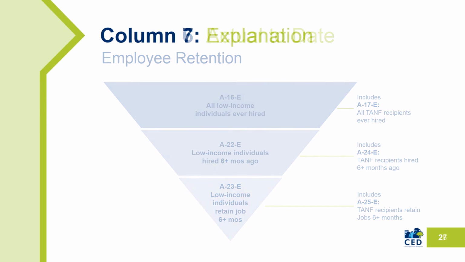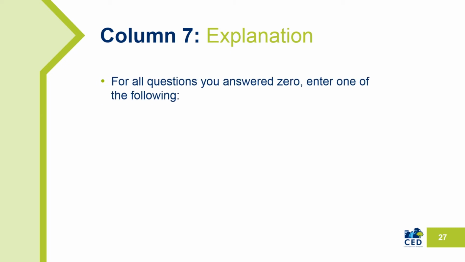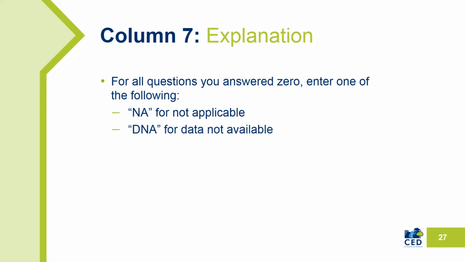The explanation column should be used to briefly explain your answers. You can save longer explanations for Form B. The explanation column must be completed for any indicators where you entered 0. Enter NA if the indicator is not relevant to your program. Enter DNA for data that is not available. You should have all of this information, but if there is a reason you don't, enter DNA and explain why.